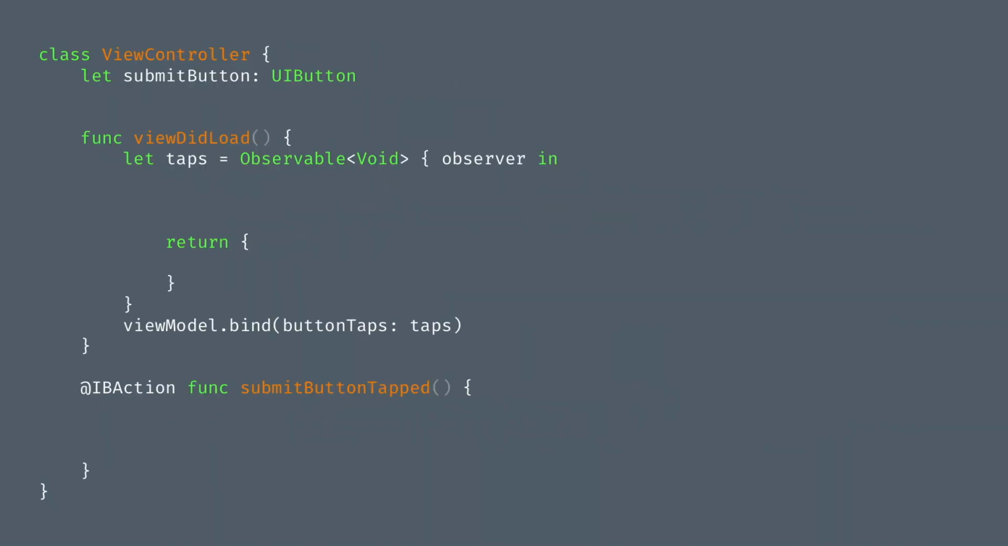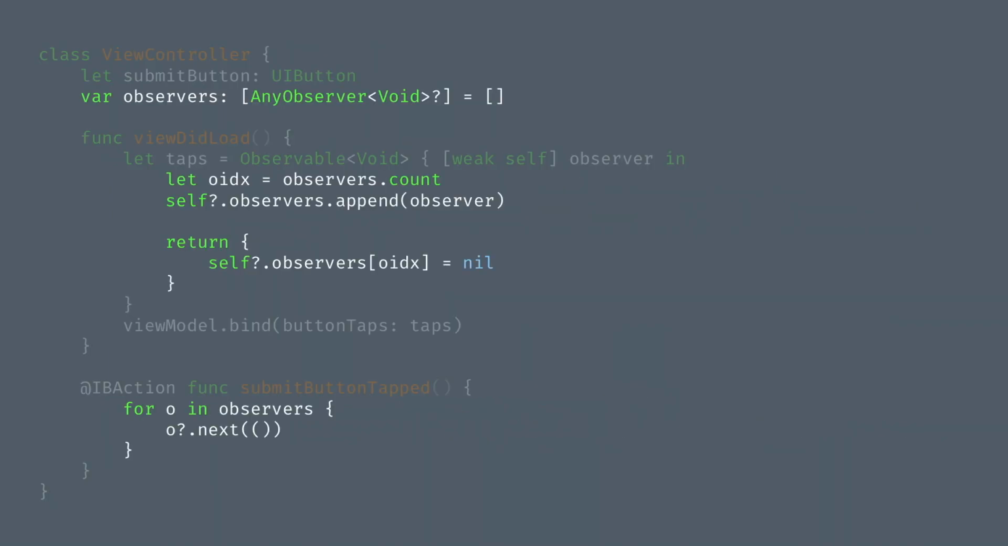And what we can do is we can actually add properties on the view controller that has all the observers. Whenever an observer subscribes to the taps, we add it over there, and then whenever a button tap happens, we will invoke next on all registered observers. Actually pretty similar to the share operator.